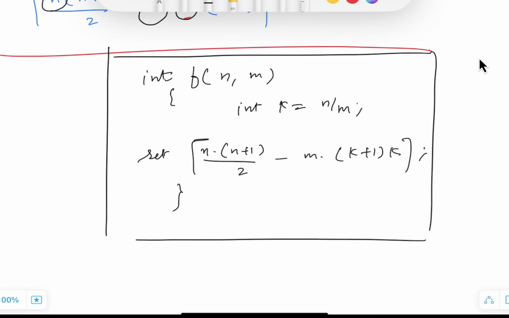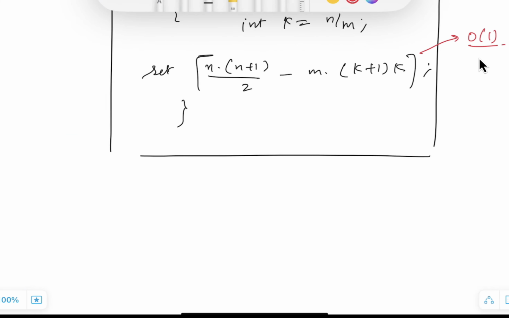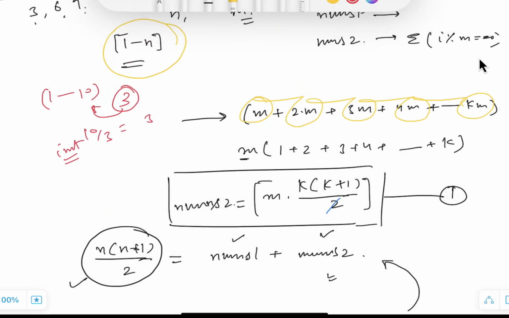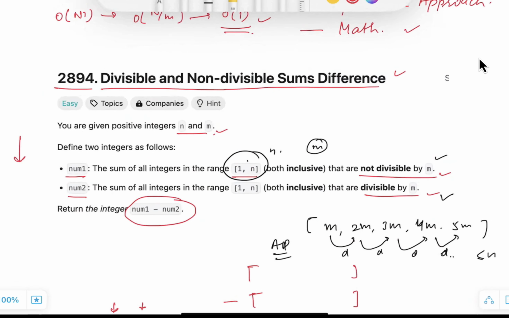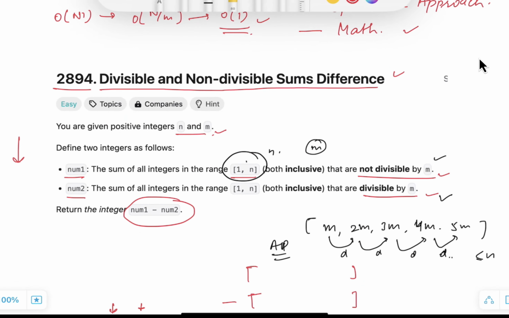And here what I am doing is just one operation, just one expression, which is constant time. Just one formula we have derived, and we will be able to do it in constant time now. Order of one time and order of one space for this problem.